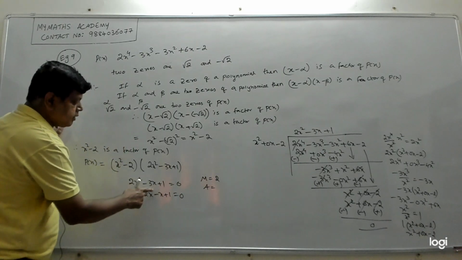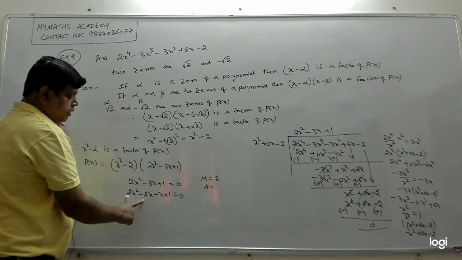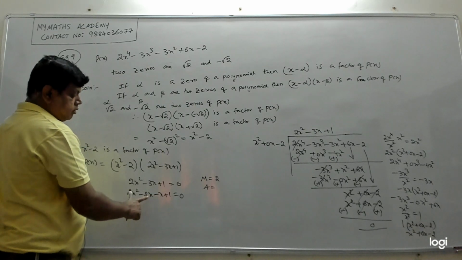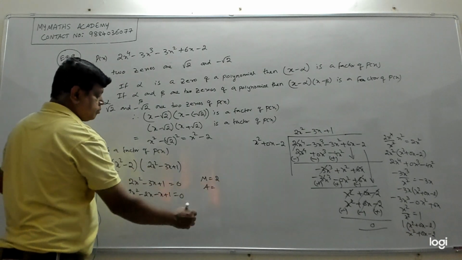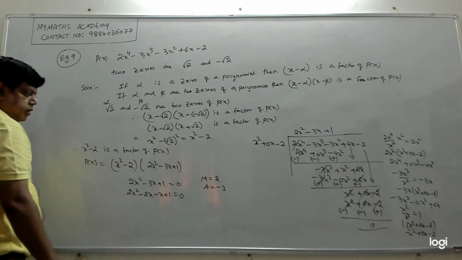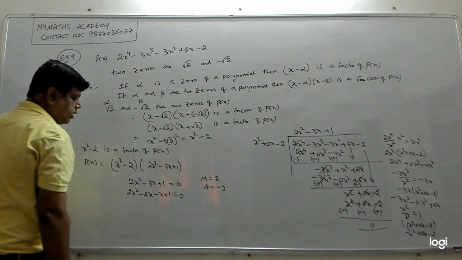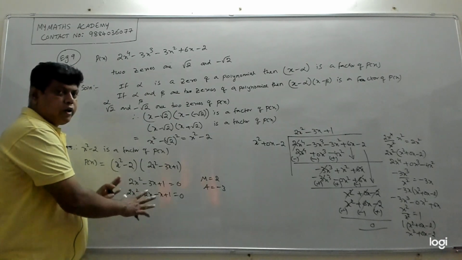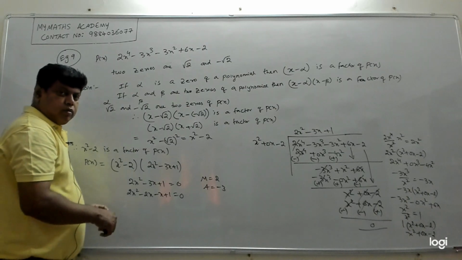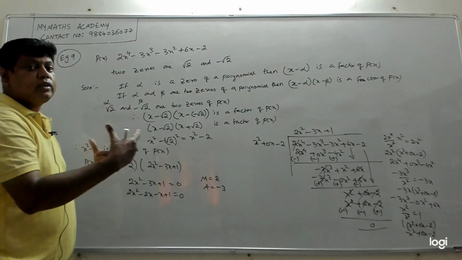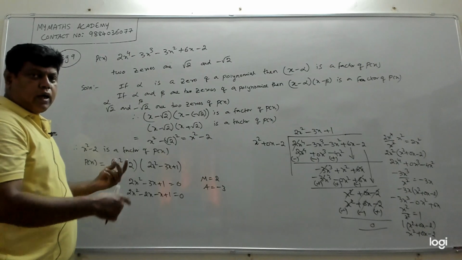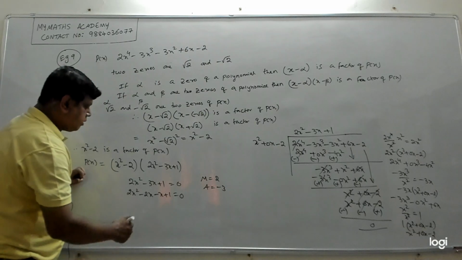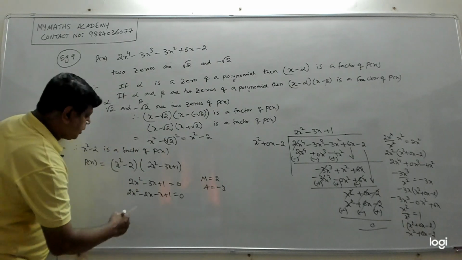I can split this minus 3x as minus 2x and minus x, because minus 2x and minus x is minus 3x. Multiply this, minus 2 into minus 1 is plus 2. When I add, I should get minus 3. This is the normal splitting the middle term factorization that you do for any quadratic equation. As I said, you can watch my video on how to factorize a quadratic polynomial. There I have explained in detail how to factorize various types of quadratic polynomials.